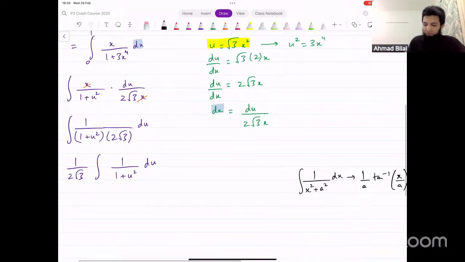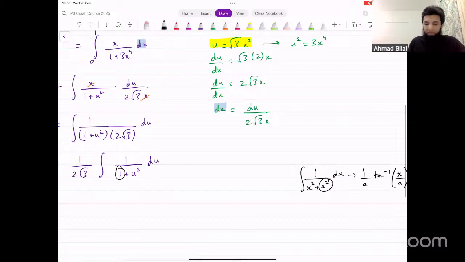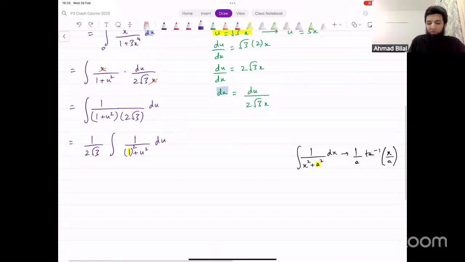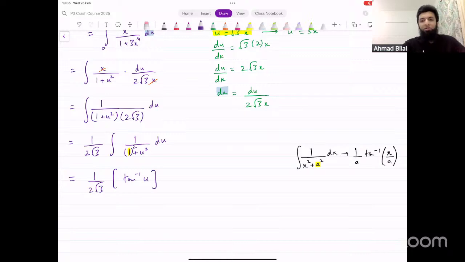But you see, what's the value of a here? A is basically 1, right? So we can write 1 as 1 squared. So a is basically just 1. So if a is 1, we're just left with tan inverse of x here. In this case, the variable is u. So it becomes 1 over 2 square root of 3 times tan inverse of u. That's the integration that we get from this.